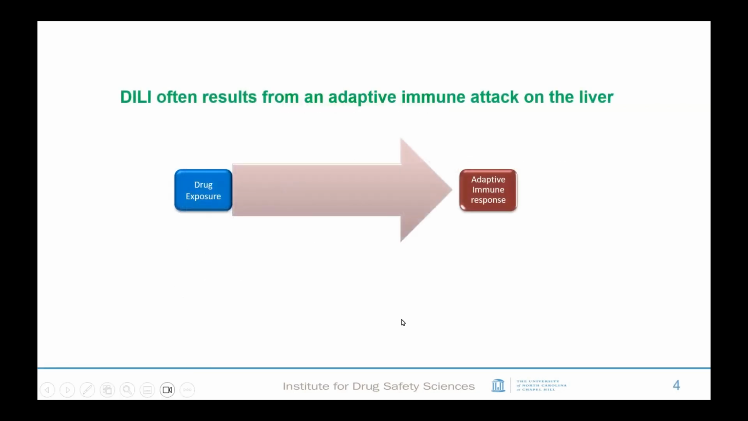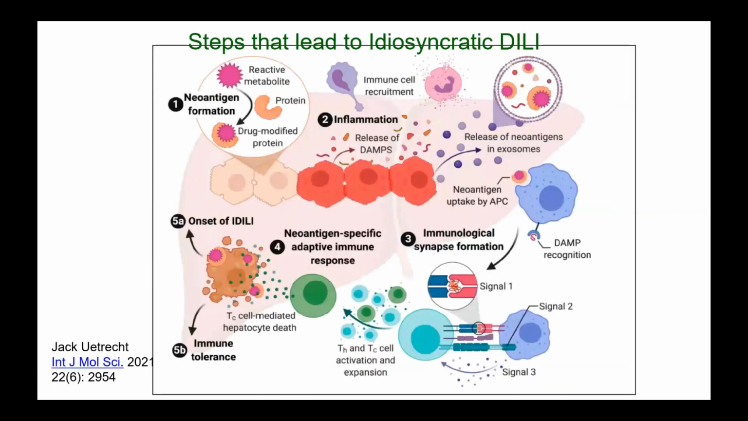We now know that most idiosyncratic DILI actually results from an adaptive immune attack on the liver. That is a cytotoxic T-cell mediated attack. But there are sequential steps after drug exposure that must occur prior to having a position for this adaptive immune attack. That's been best illustrated in this diagram put together by Jack Uetrecht.